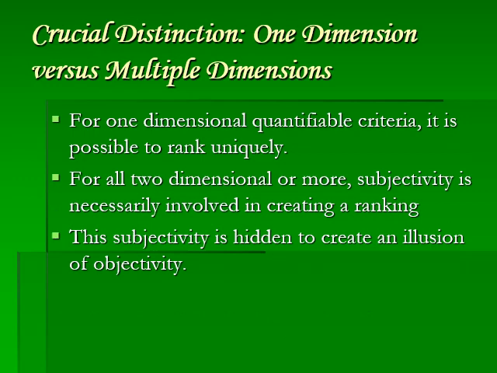The most important thing which very few people understand is that if you have one dimension, then you can rank people. So if you say how many students are there in the college, then one college has more students and one has less, and we can rank them. But as soon as you get more than one criteria, you must mix them in some way, and all mixes are automatically subjective. And then in statistics, we hide this subjectivity to create an illusion of objectivity.